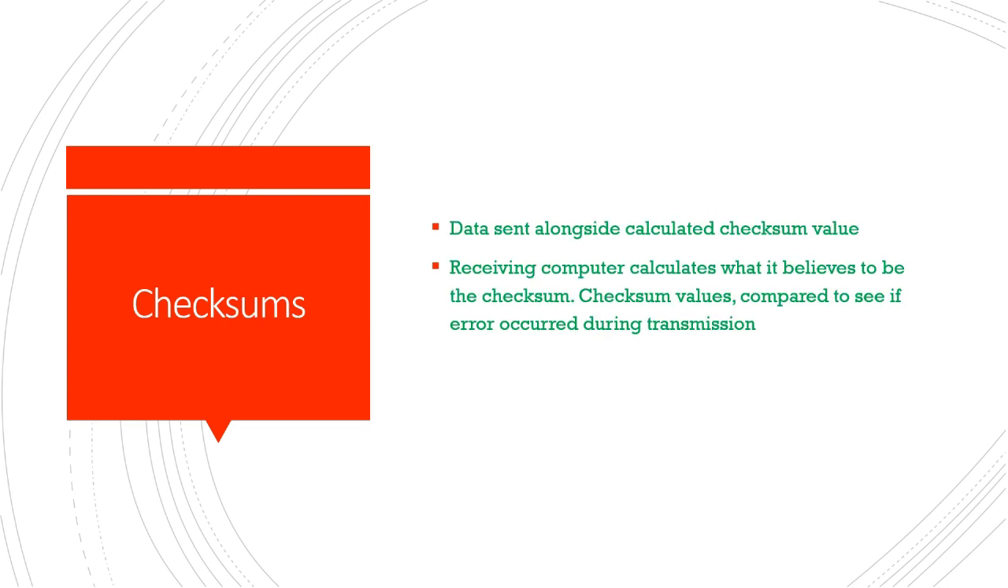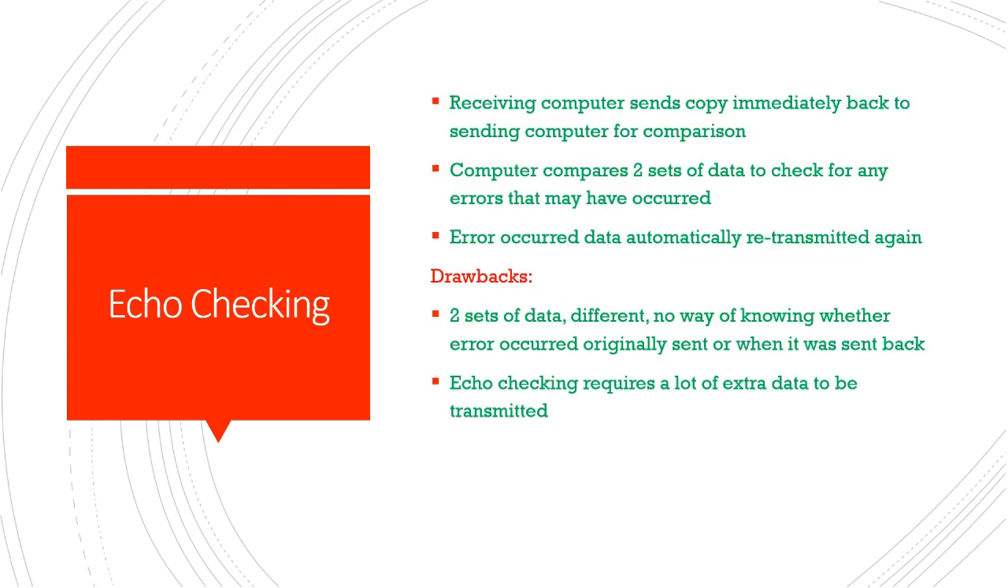So echo checking then. Checksum's quite a short one, but echo check is my favorite one because it's quite easy to understand. This is where a receiving computer will send a copy of the data immediately back to the sending computer for comparison. So the sending computer sends the message, and the receiving computer, basically without even looking at it, takes a copy of it and sends it back.